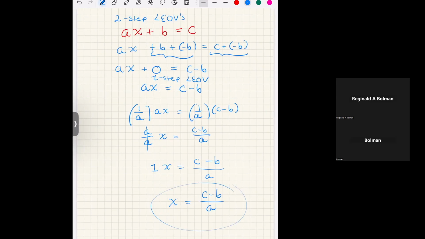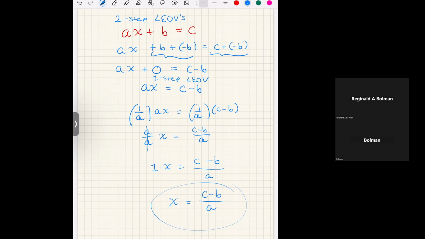Now we generalized the solution process for finding a solution for a two-step LEOV, and we saw that it really doesn't matter what number is in front of your unknown number, x. It doesn't matter what number is being added or subtracted to your unknown term, and it doesn't matter what number is on the other side of your equal sign. In this instance, for this two-step LEOV that you see in front of you, we have an a, b, and c that can be any real number that we choose.